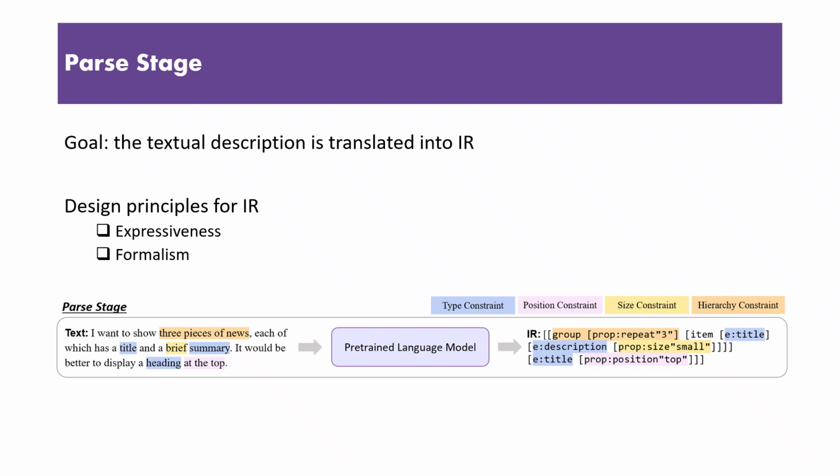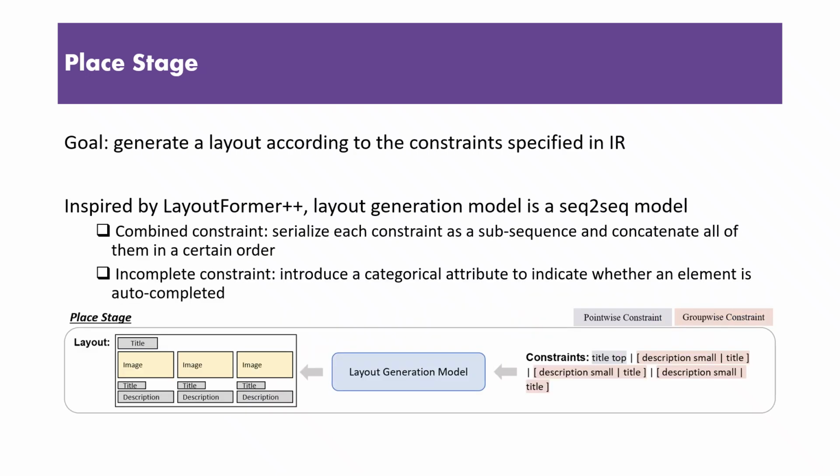Then, the parse stage maps a textual description into an IR, where implicit and vague constraints are transformed into explicit ones. It is similar to a natural language understanding problem. Hence, we fine-tune T5, a transformer encoder-decoder based model, to address it. The goal of the place stage is to generate a layout according to the constraints specified in IR. Inspired by LayoutFormer++, we formulate this stage as a sequence-to-sequence transformation problem and adopt a transformer encoder-decoder based layout generation model to solve it.